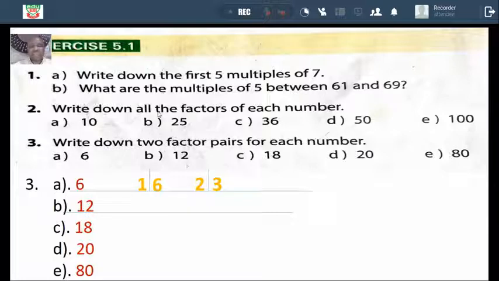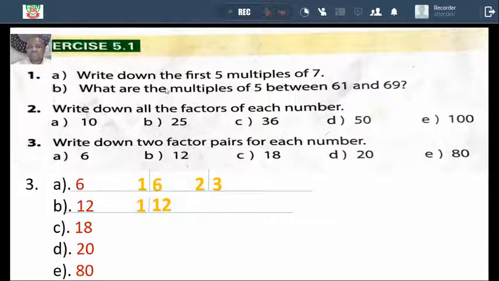Now let's move on and do 12. Find 2 factor pairs for each number. We start again with 1. 12 divided by 1 is equal to 12. So it means 1 multiplied by 12 is equal to 12, which means 1 and 12 are factors of 12. And these are the pairs, because if you multiply 1 by 12, it gives us that.